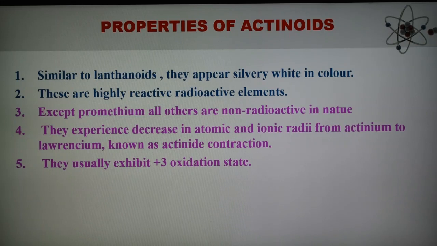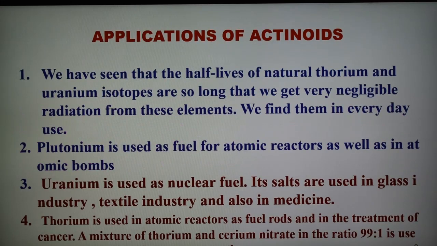And important properties of these actinoids are, it is similar to the lanthanoids. They appear silvery white in color. These are highly reactive radioactive elements. Except promethium, all other elements are non-radioactive in nature. They experience decrease in atomic and ionic radii from actinium to lawrencium, and this is known as actinide contraction. They generally exhibit the +3 oxidation state, that is the common oxidation state. So these are some common properties of these actinoid elements.